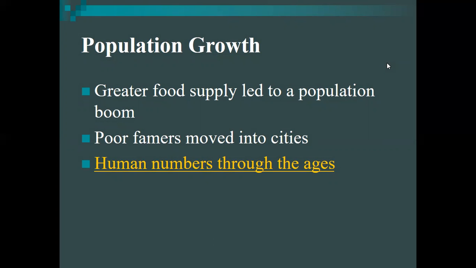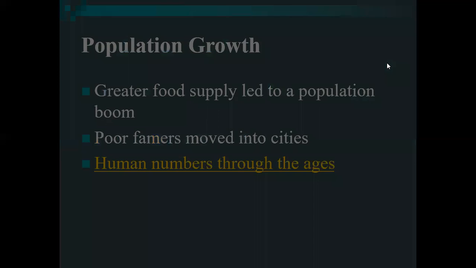Now, we do have a Human Numbers Through the Ages video that I watched with my students last year. We ended up watching that last week. Okay, we watched that on Friday. So we're not going to watch that again. But the population growth goes big time fast after the Industrial Revolution starts.